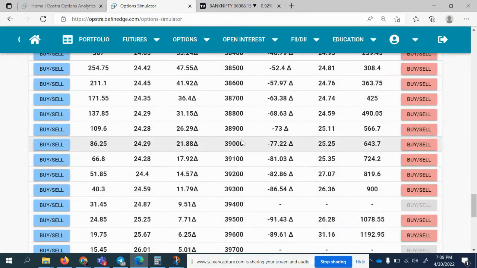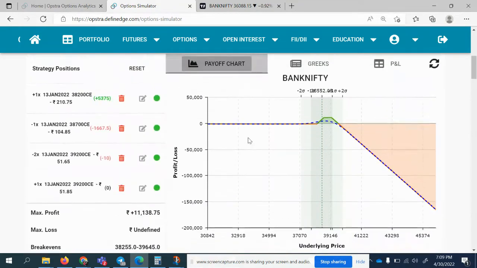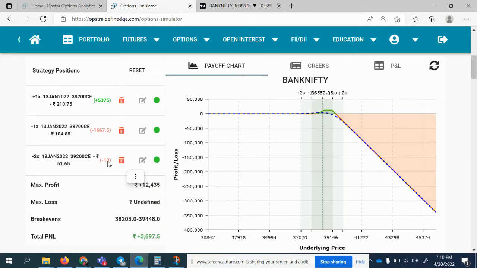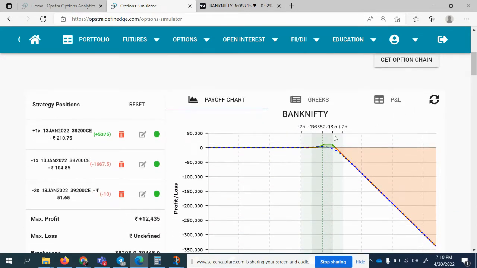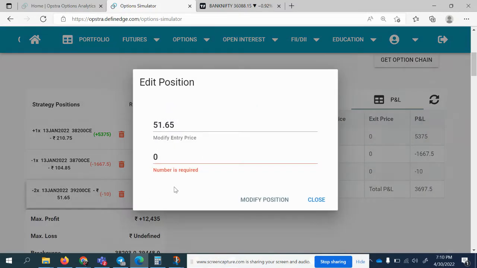See, when I buy, look at the payoff graph. I bought the 39,200. Okay, so let's do one thing, friend. I'll just delete this. We will just try to buy both the positions. Let me see, 51.85, right? I'll go here. I'll buy it for 51.85, right? I'm actually squaring off both these legs, because we have taken two.